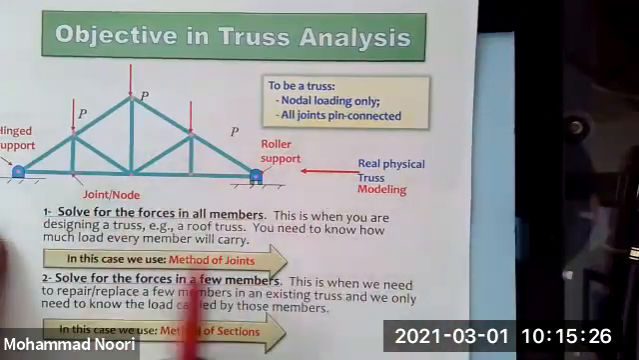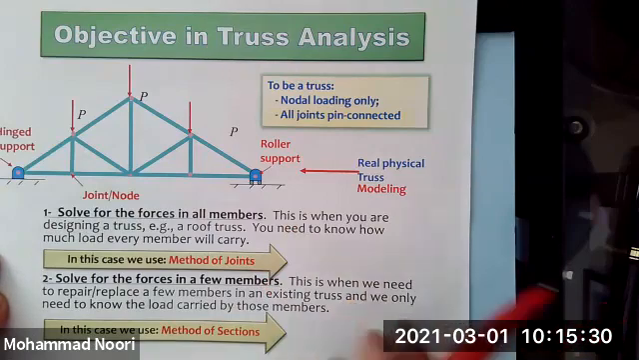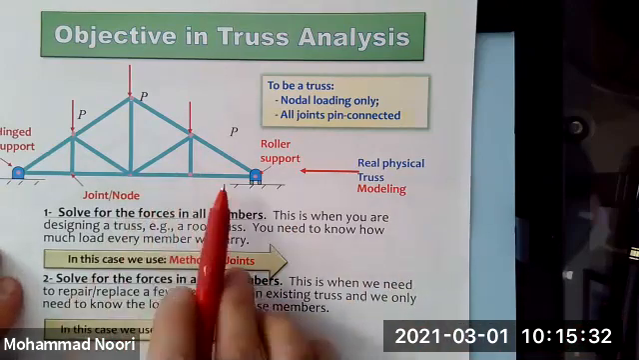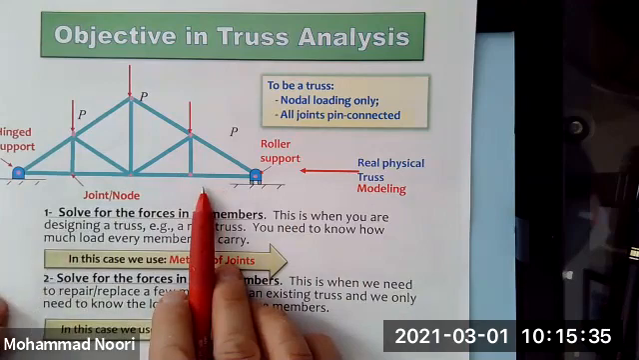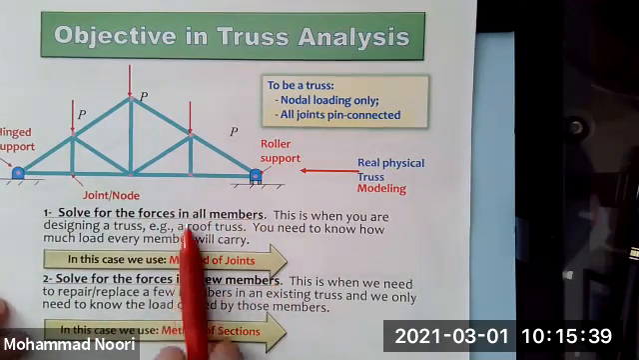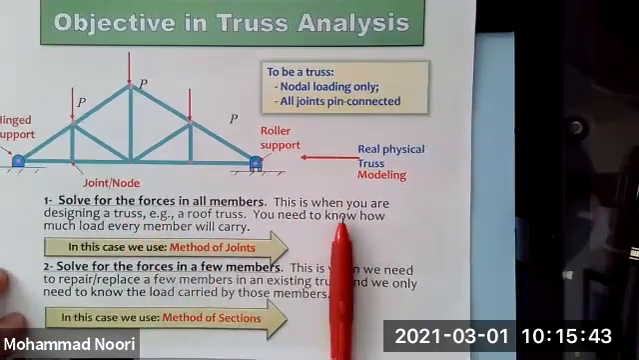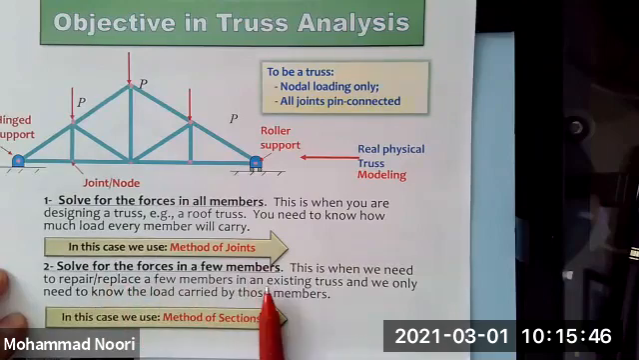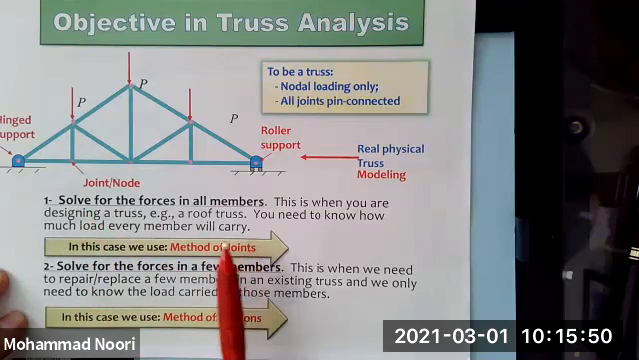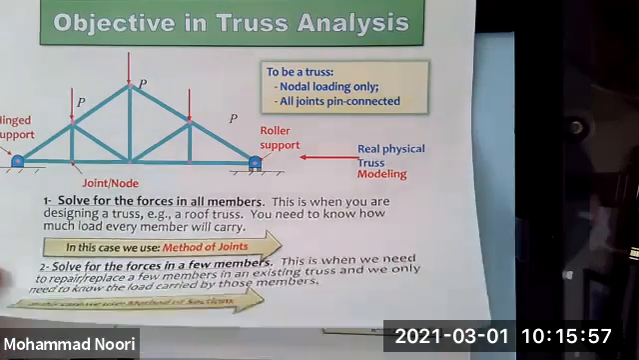We discussed what trusses are, and from the beginning, I said that first of all, we describe a truss as a structure in which all members are two-force members. Then, depending on the objective, if we want to find all member forces or only forces in a few members, we have two methods: the method of joints, which we use to find all member forces, and now we're going to introduce the method of sections.